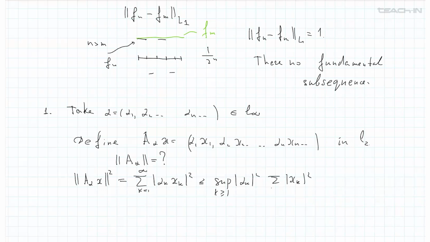If this estimation is clear, we obtain the norm of alpha in L infinity, squared, multiplied by the square of the norm of x in L2. So if we take supremum, we conjecture that the norm of the operator is less than or equal to the norm of the sequence alpha in L infinity.